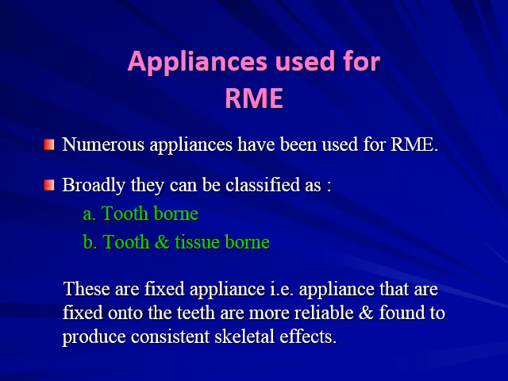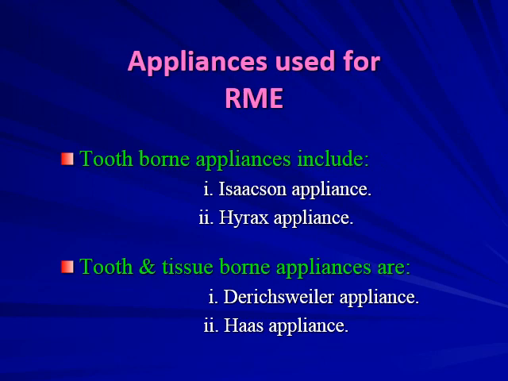There are several appliances that are used for rapid maxillary expansion. These appliances are fixed appliances which can be classified as tooth-borne appliances, which depend entirely on the teeth for their support, while tooth and tissue-borne appliances depend on the teeth and other tissues like the palate for their support. The tooth-borne appliances include the Isaacson appliance and the Hyrax appliance. The tooth and tissue-borne appliances include the Derichsweiler appliance and the Haas appliance.